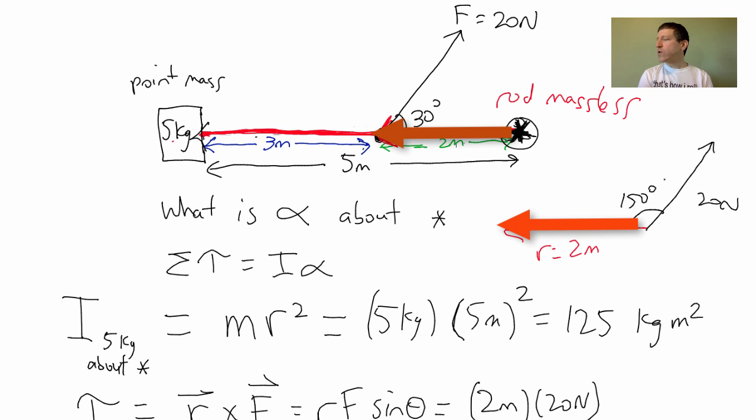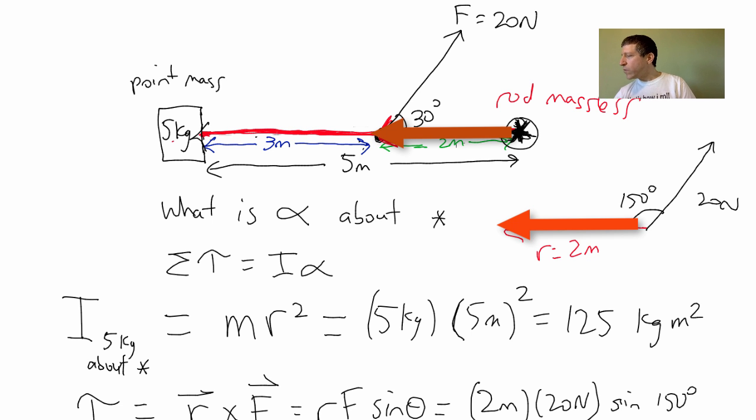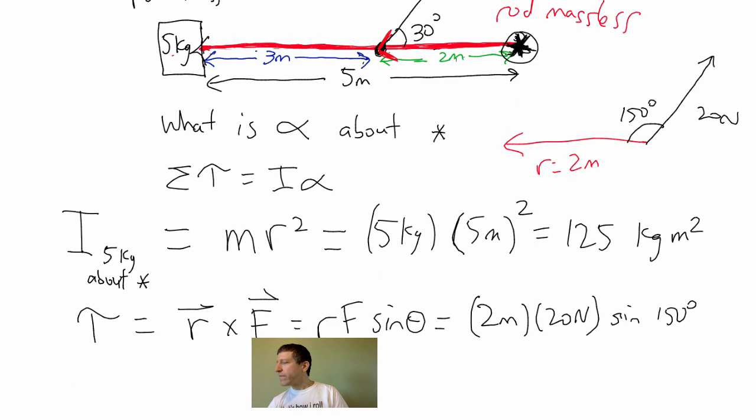Now, as it turns out, it's sine 150. It is true that you could just take, now let's go ahead and multiply this out. This will be 2 times 20 is 40 Newton meters. The sine of 150 is 0.5.